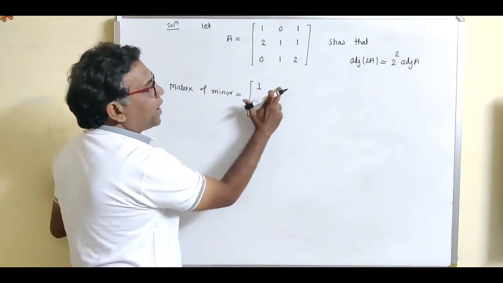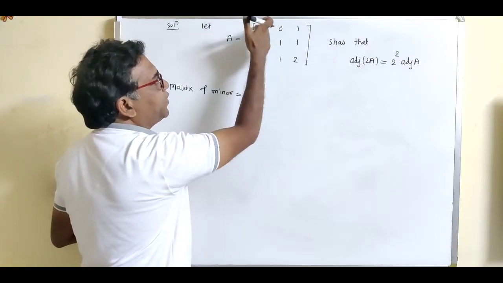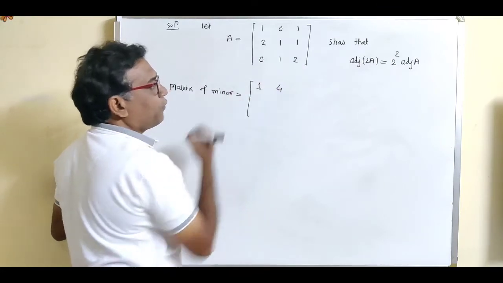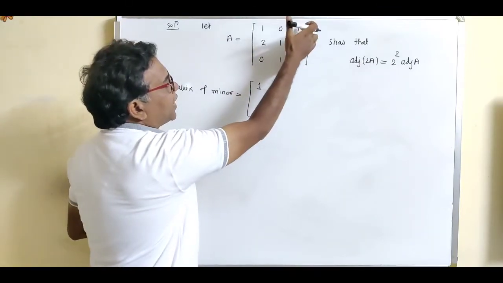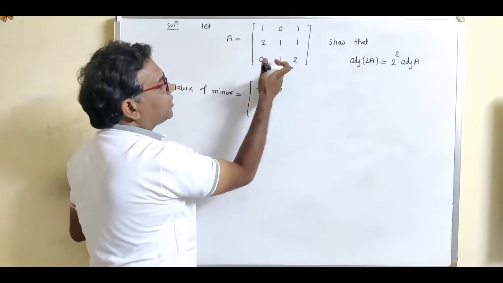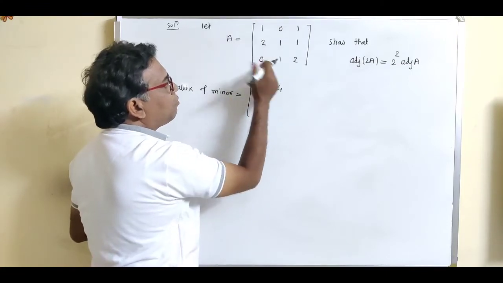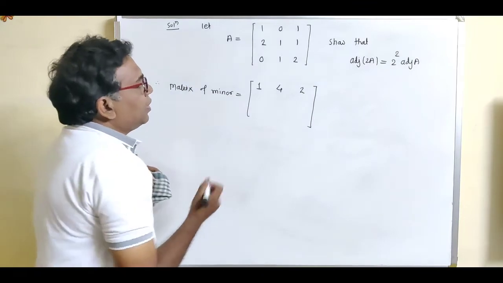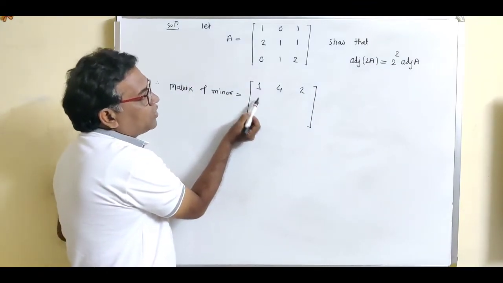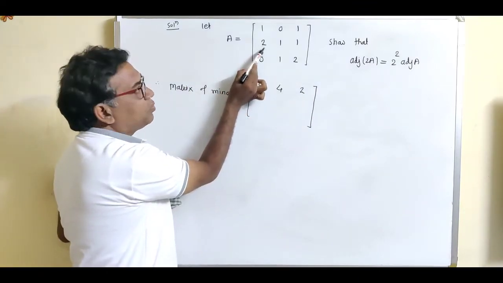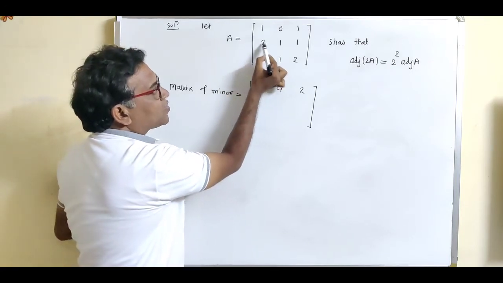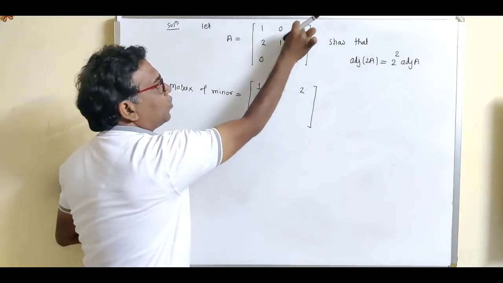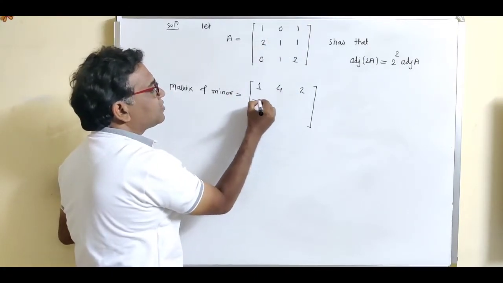Find the next minor element. Delete the corresponding row, corresponding column. 4 minus 0, so this is 4. For the next element, delete row and column and take the determinant. 2 minus 0, so this is 2. Find the next minor element. This is the corresponding position of the element. Delete the corresponding row and corresponding column and take the determinant. 0 minus 1, so this is minus 1.